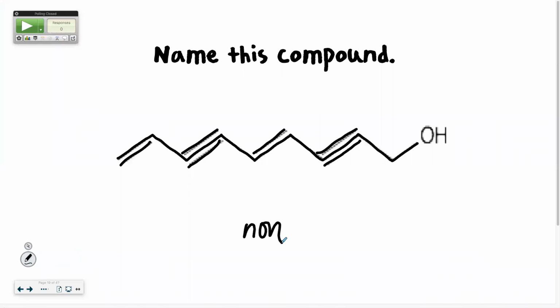Which way do you want to number? Why? Because one side has a double bond, and on the other side, does that take precedence? It probably does. I forget. That's all right. Write it down now. Okay.